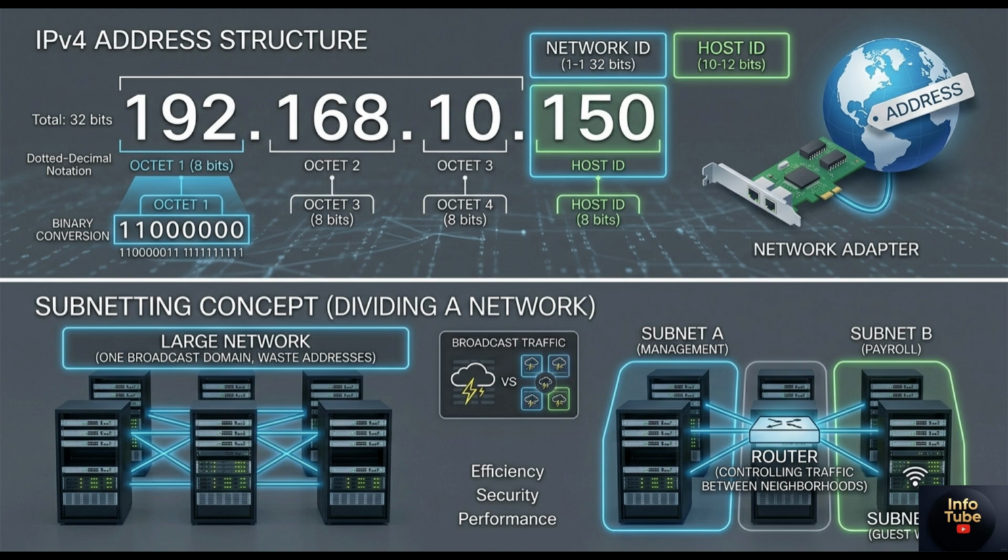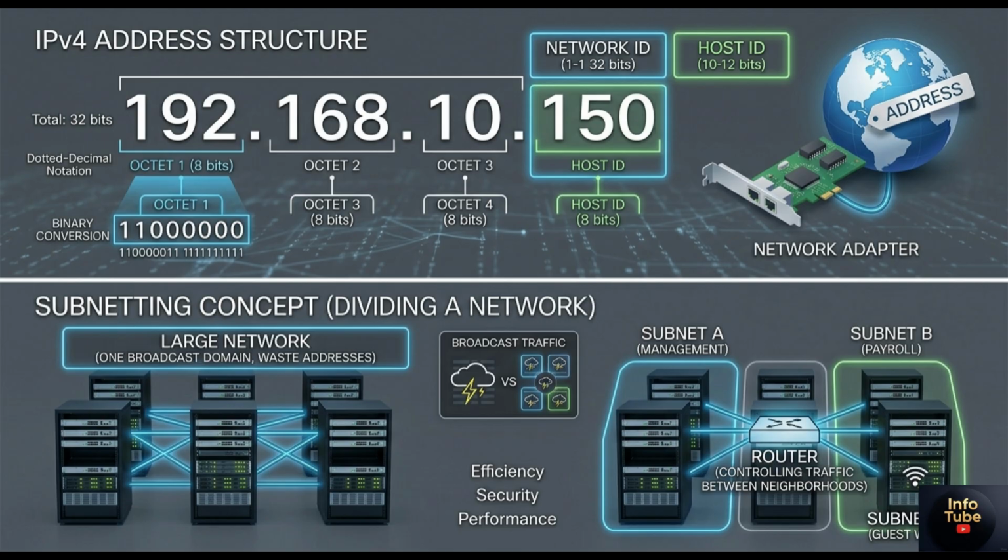Why do we need to use it? There are three main reasons why network administrators use subnetting. Efficiency. It prevents address waste. If you only have 10 employees in an office, you don't want to give them a network block that holds 65,000 addresses. Subnetting lets you carve out a small slice of exactly 14 or 30 addresses.